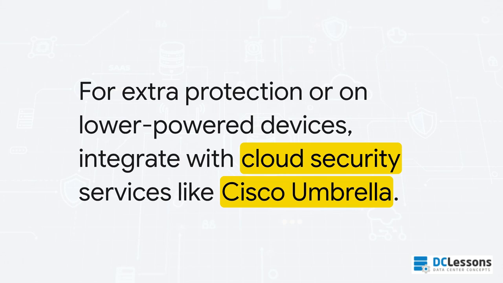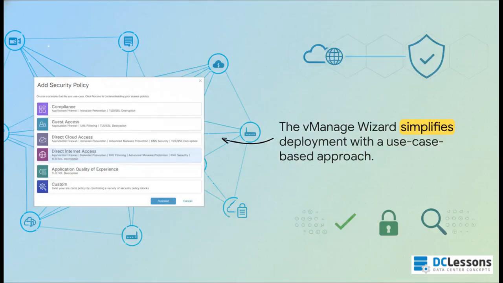What's really great is how flexible this is. Let's say you have a smaller branch with a router that doesn't have quite enough power for the full stack, or maybe you just want an extra layer of security. No problem. You can seamlessly extend your policy to a cloud security service, like Cisco Umbrella, for a really powerful hybrid security model.